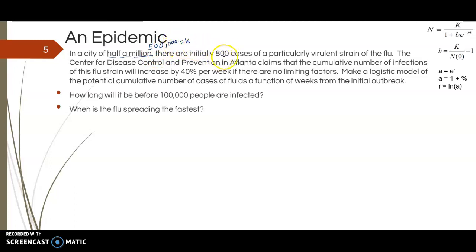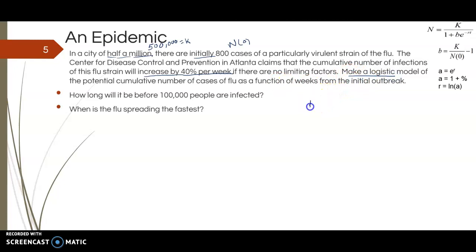Next, it says there are initially 800 cases. So this word initially is really important, and this is my N of 0, my starting amount, which I need to figure out the B value. Next thing that I notice here as far as a number is that it's going to increase by 40% per week. Okay, so the goal is to make this logistic model.